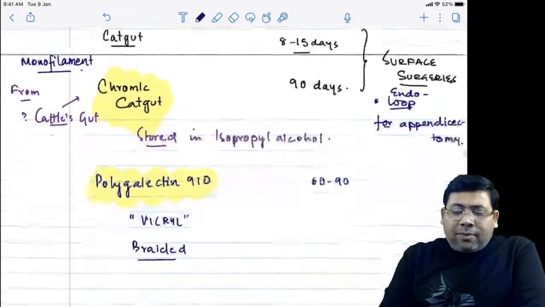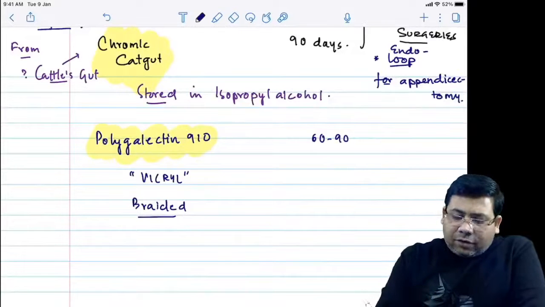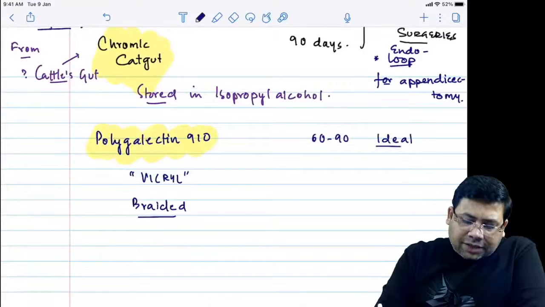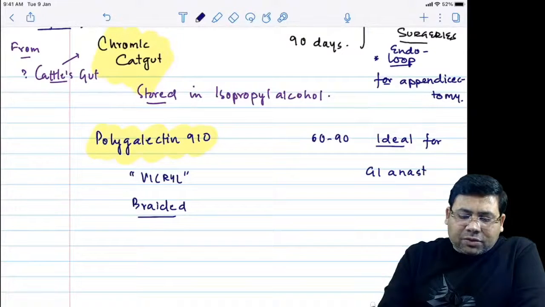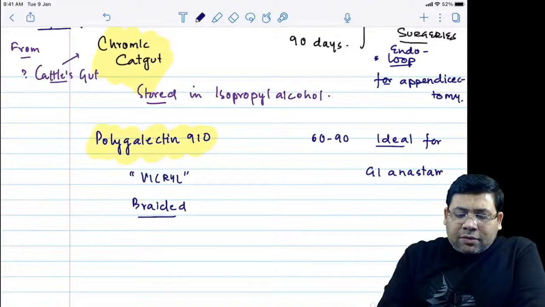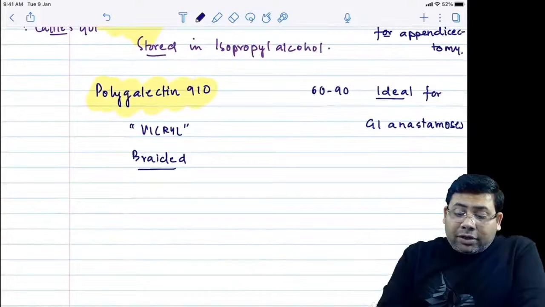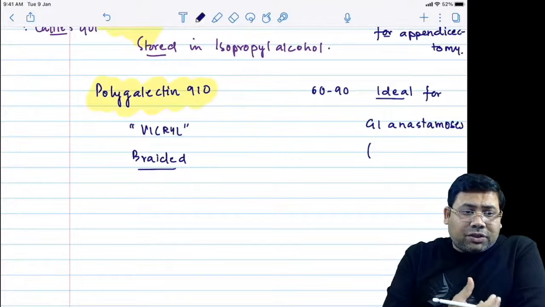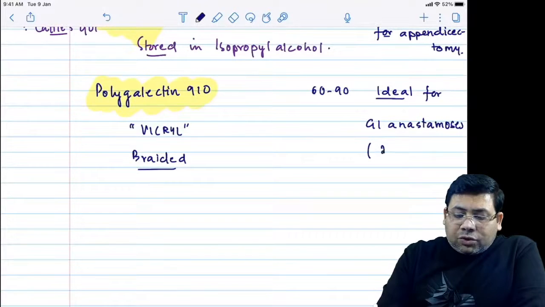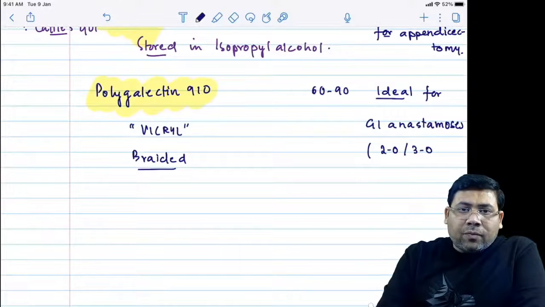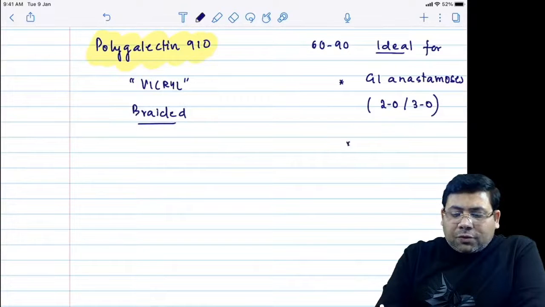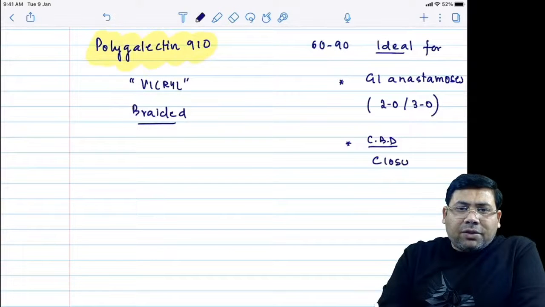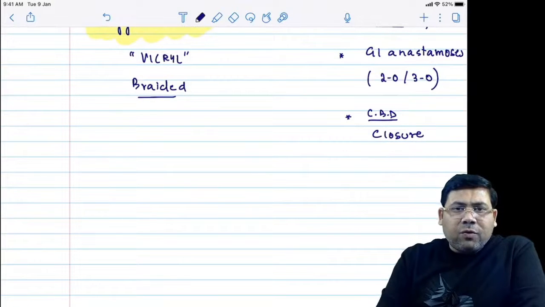And always remember, what is the use? This is ideal for GI anastomosis. What caliber sutures do we use? We use 2-0 or 3-0. So use 2-0 or 3-0 for GI anastomosis. Then we also use it for CVD repair or CVD closure.